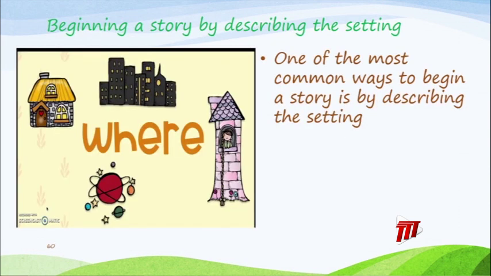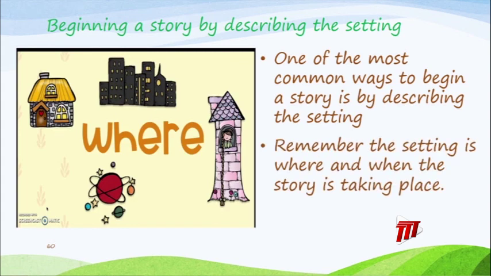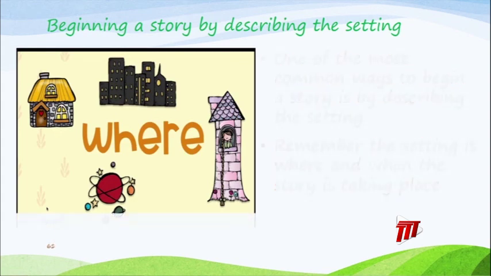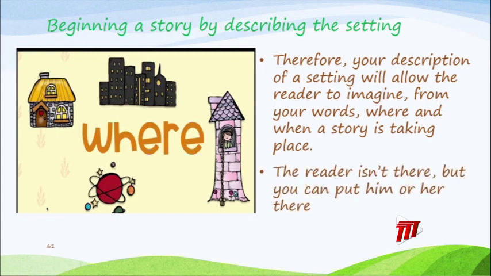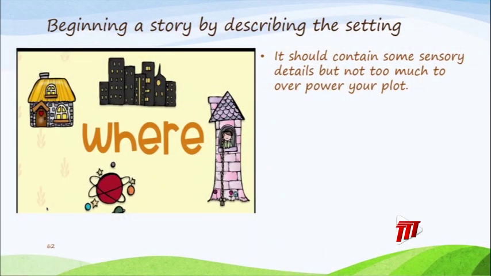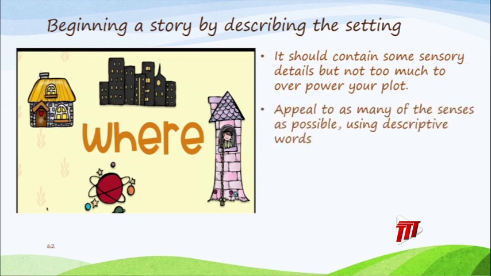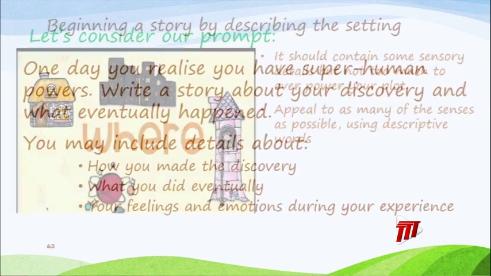One of the most common ways to begin your story is by describing the setting. Remember, the setting is when and where the story is taking place. Therefore, your description of the setting will allow the reader to imagine from your words where the story is taking place. The reader isn't there, but you can put him or her there by using your words to describe exactly what's taking place. Your setting should have some appeal to sensory details as well, but not too much to overpower your plot. Remember to try and appeal to as many of the senses as possible using descriptive words.